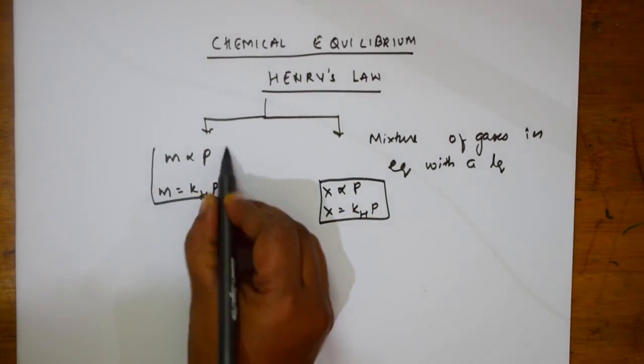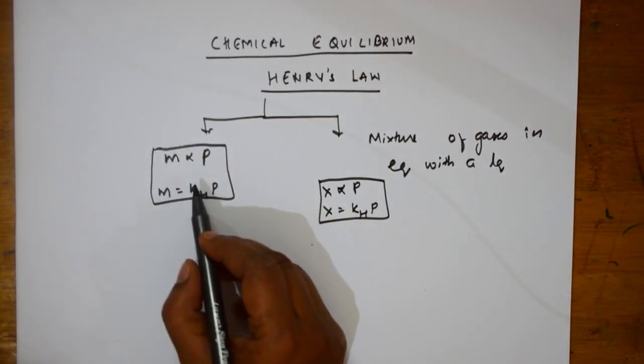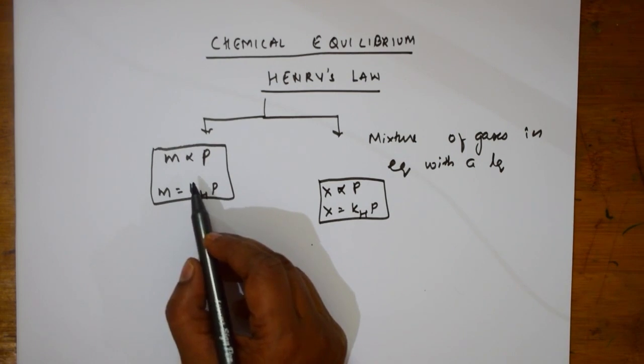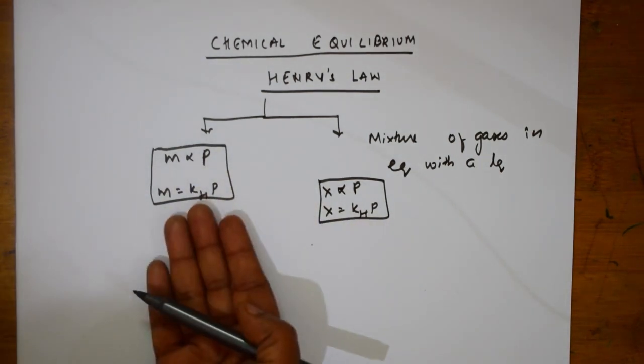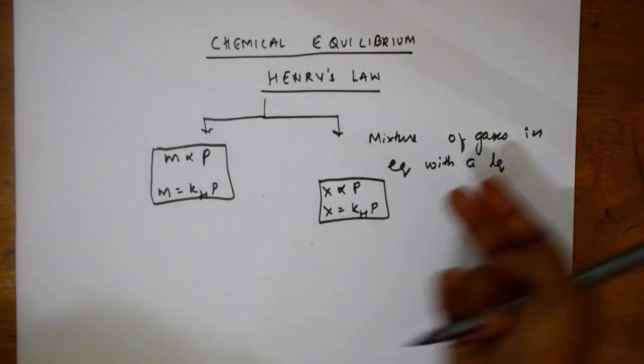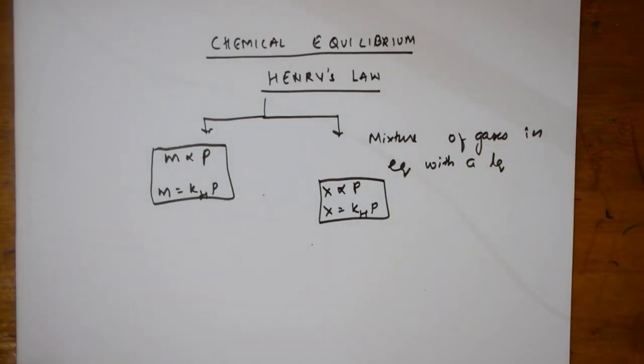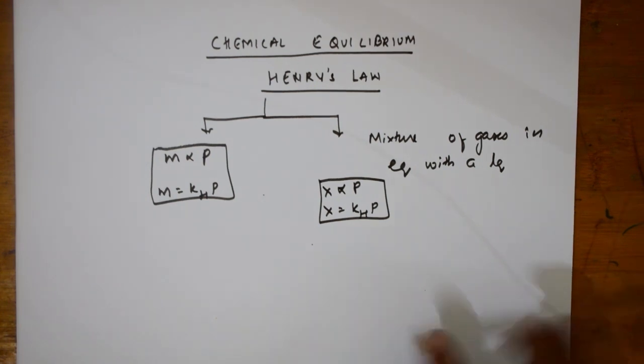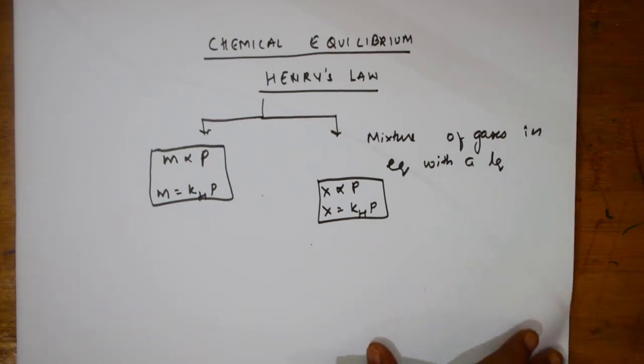What is the difference here? Here you have a gas per unit volume of the solvent, means the condition you are speaking about is gaseous only. Here you are going to speak about gases in equilibrium with the liquid. So these two are the formulas which you will remember, and I'll also do some numericals based on this. Now let us come back and see the next formula.